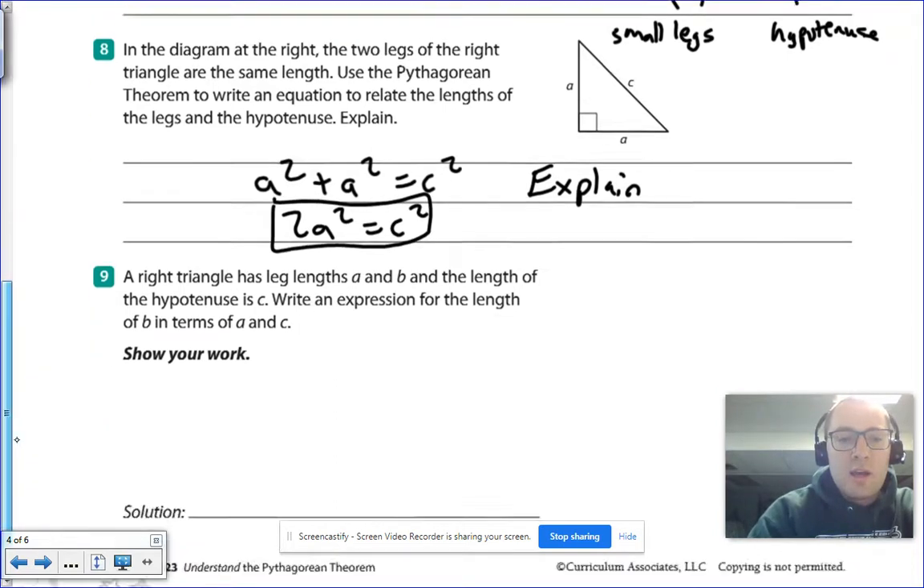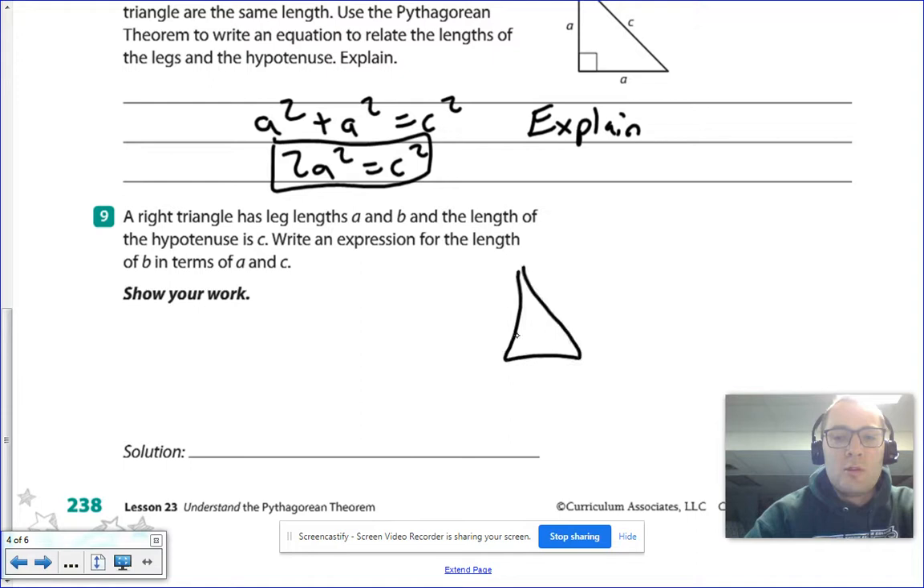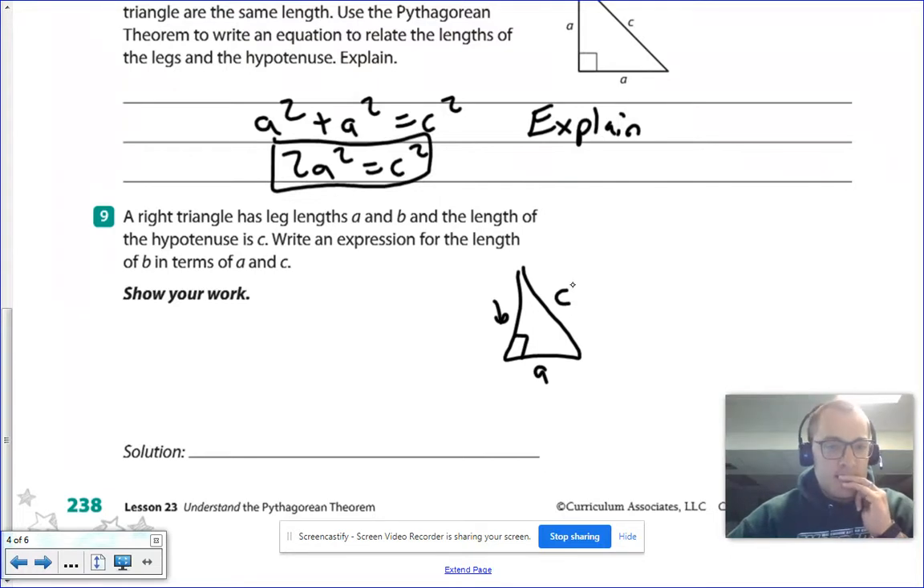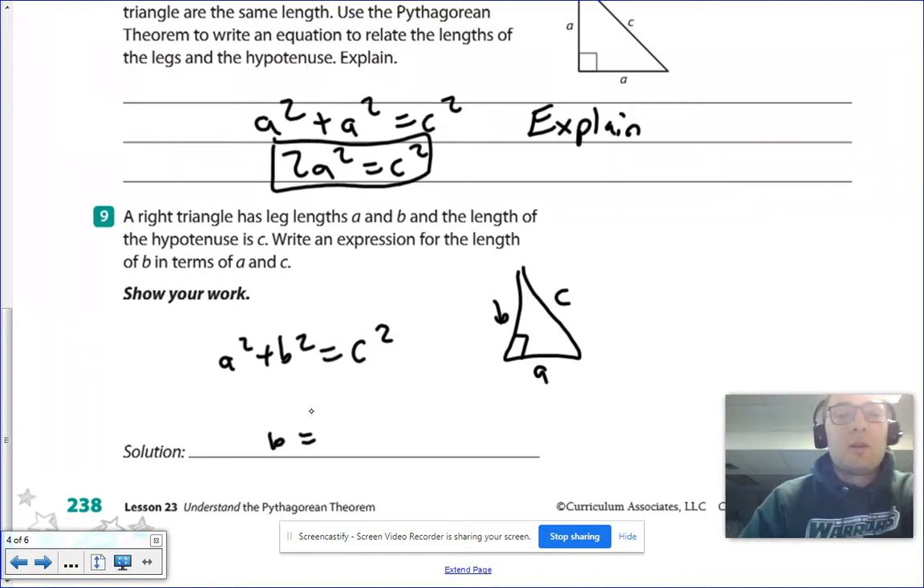All right, and then finally number 9. A right triangle has side lengths a and b, and the length of the hypotenuse is c. So kind of like what we've been working with. Right triangle, a, b, c. Write an expression for the length of b in terms of a and c. So what that's saying is we know that a squared plus b squared equals c squared, but we want to get something where it's b equals something. So how can we do that?